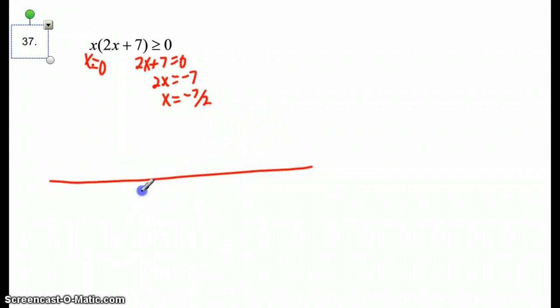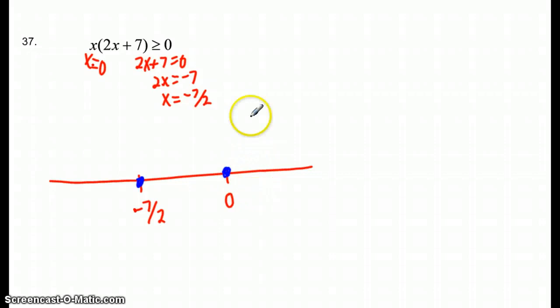And so I have -7/2 and 0. And let's see, so it has an equal sign in it, so I know the points are going to be closed circles. I need to test some value bigger than 0. Let's test 1. So if I do the first there, that's 1, which is positive. I really just need to put positive there. Times plug 1 in here. 2 times 1 plus 7 is 9, which is positive. What happens when I multiply positive times a positive? I get a positive, so my graph is going to start up here.